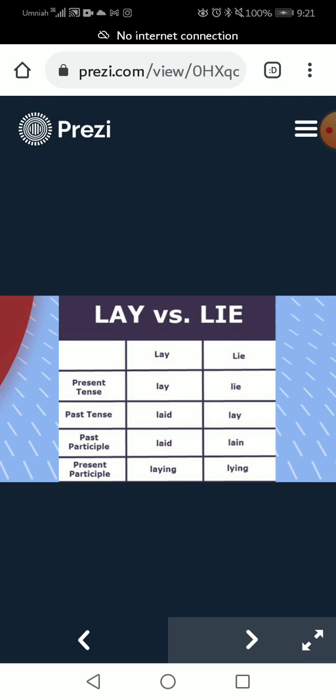Here we have the tenses for both lay and lie. Now, as you can see here, lay in the present tense is the same. Past tense is laid, past participle laid, present participle is laying. Lie, the same in the present tense. In the past, it's lay. Past participle, it's lain. Present participle is lying.